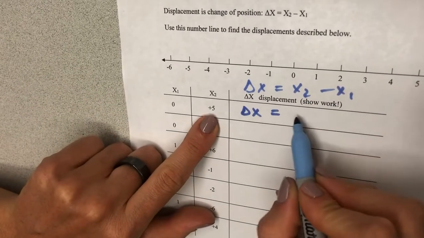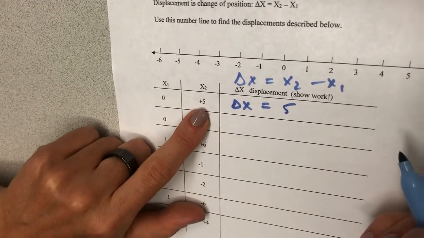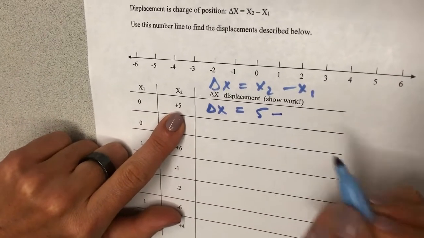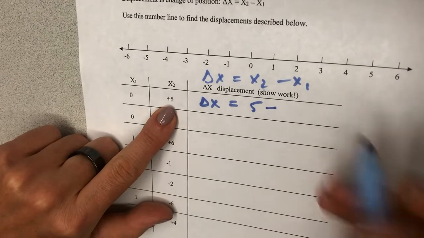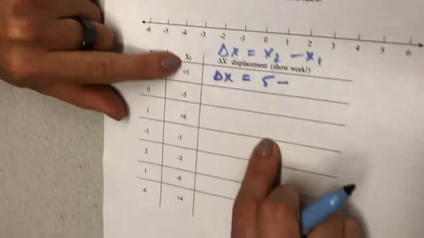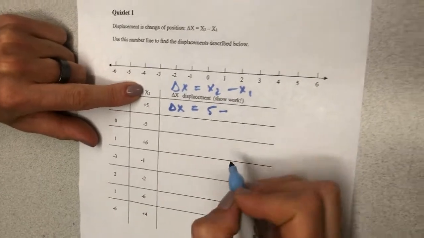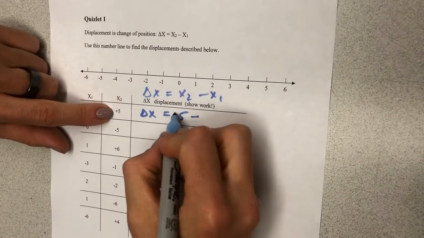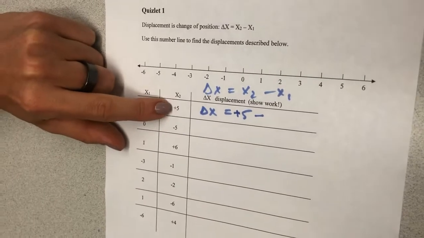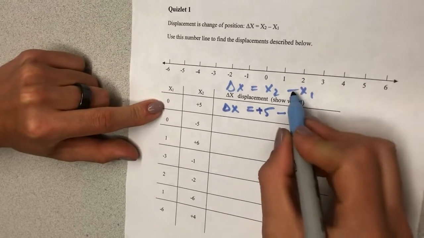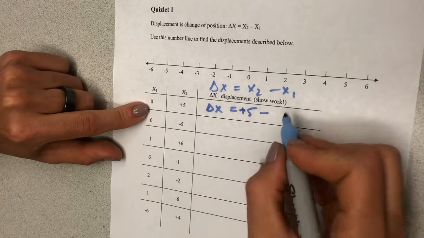X2 is, I'm gonna go ahead and do the numbers first. I don't have any units here, so I'm just gonna say 5. How do you know that that's X2? Oh, thank you. So x2, because it's in the x2 column right here. Okay. So I'm gonna go ahead and put, and I'm gonna actually include that plus sign. So plus 5, and I'm gonna say subtract because that's my sign there, and x1 is 0.